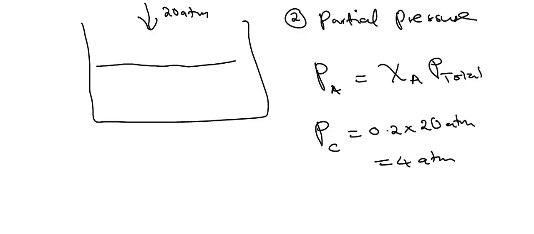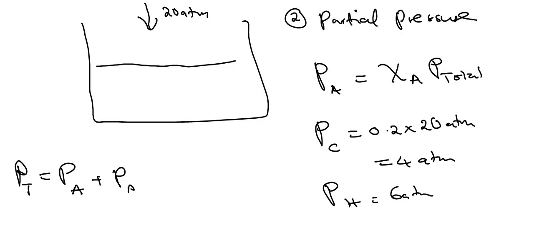The same applies for hydrogen: you get 6 atm. For oxygen, you get 10. And to back this up, he suggested that the total pressure is equal to the sum of all the partial pressures in that particular system. They will give you the total pressure which you added to the system. That's basically what you have.